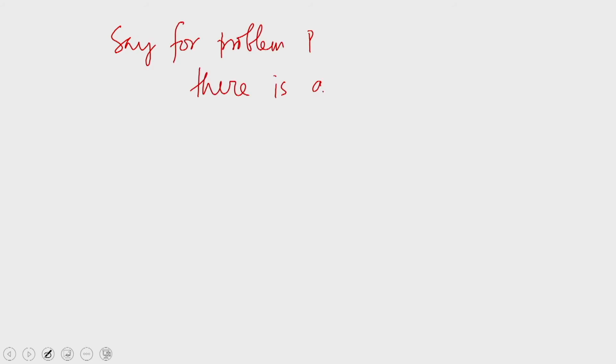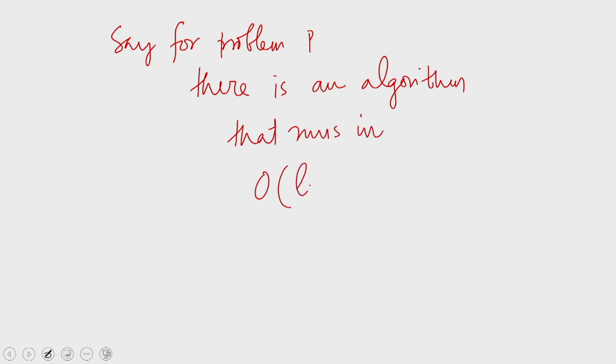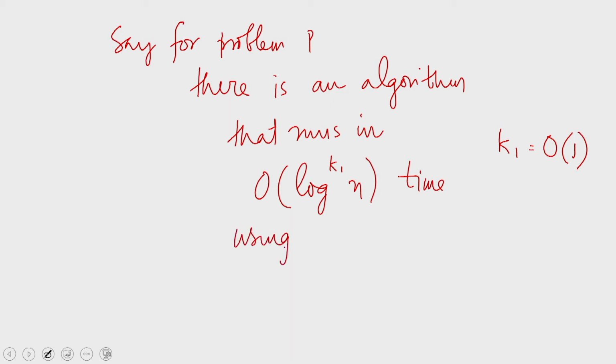What it means is this: say for problem P, there is an algorithm that runs in order of (log n) to the power k1 time. Here k1 is a constant, it is independent of n. When we say that it is a constant, what we mean is that it is independent of n. It uses n to the power k2 processors, where k2 is order of 1 again, a constant independent of n, on any PRAM.